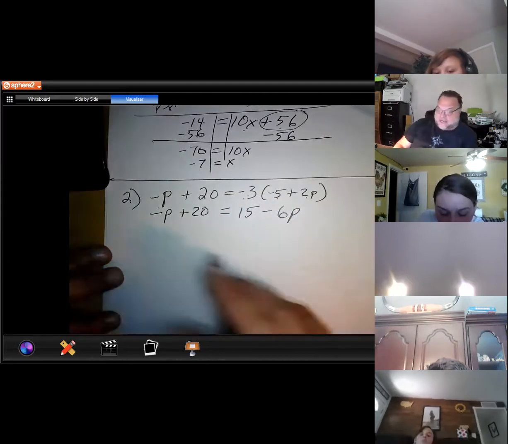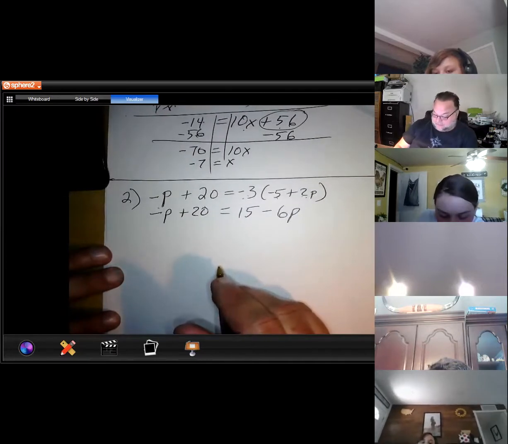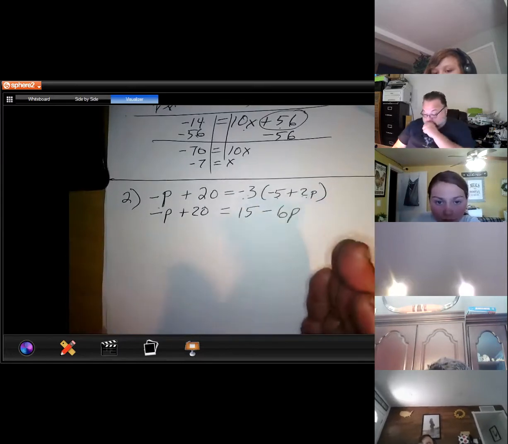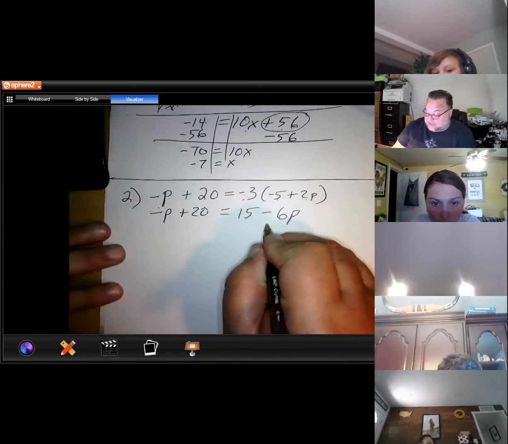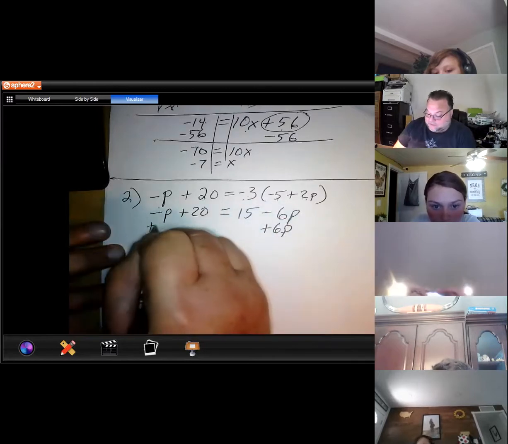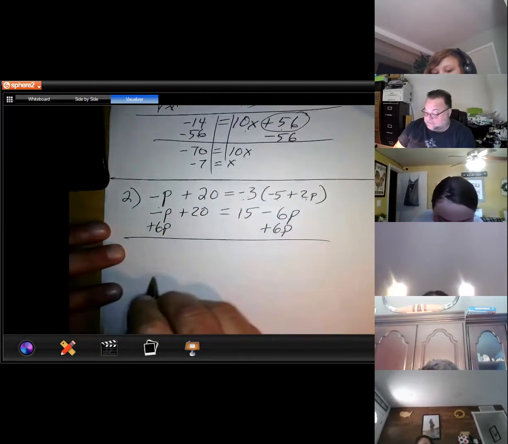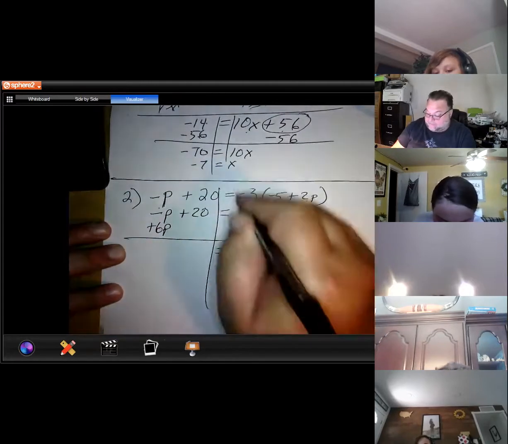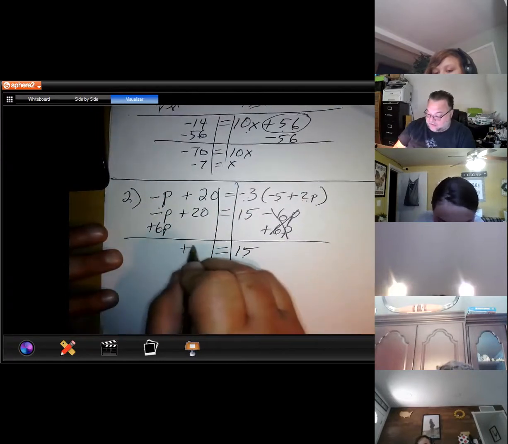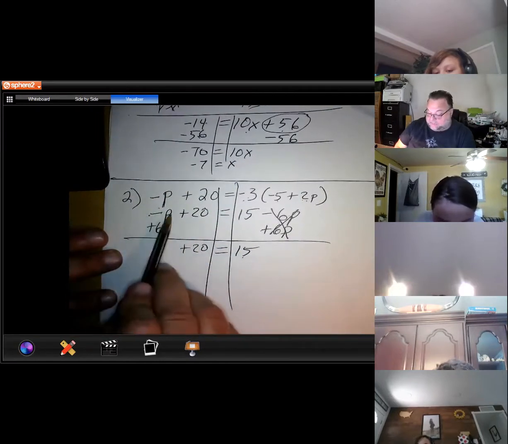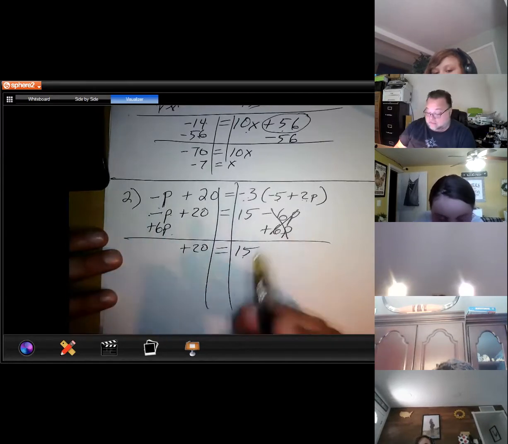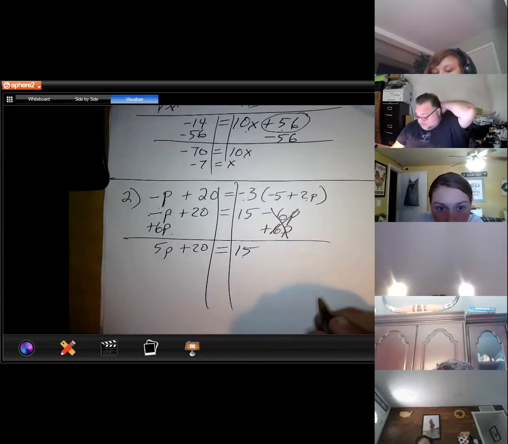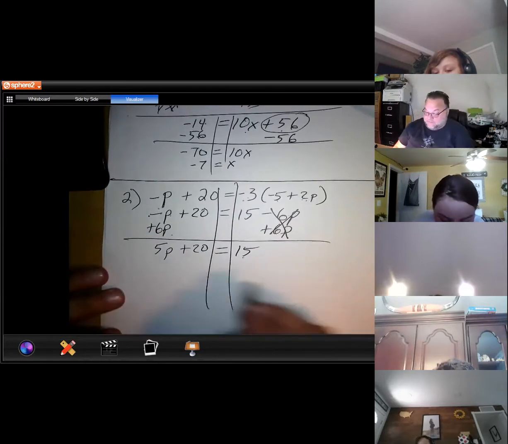Now I'm going to decide which side I want the variable on. So I'm going to go ahead and get rid of this variable over here, just to do something different from the last time. These cancel out. So I have only 15 left over here. And then negative p plus 6p is going to give me a positive 5p, right? Because 6 minus 1 is going to give me 5.